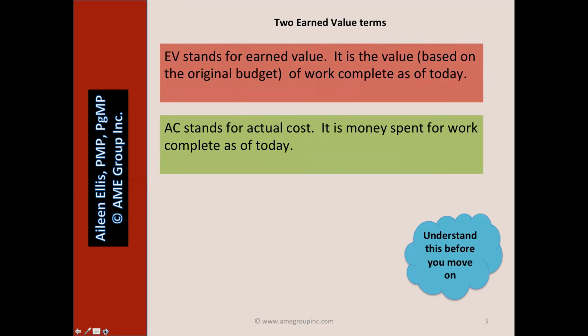EV stands for Earned Value. It's the value based on the original budget of work complete as of today. AC stands for Actual Cost. It is money spent for work complete as of today. If the two numbers equal each other, the project is on budget.